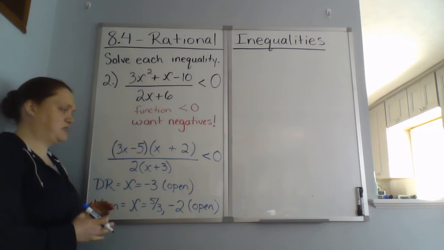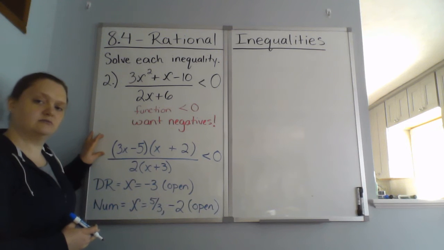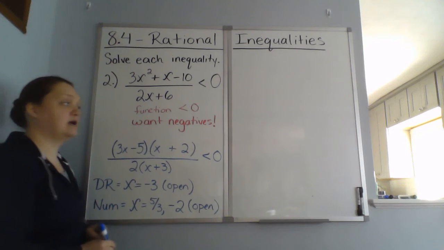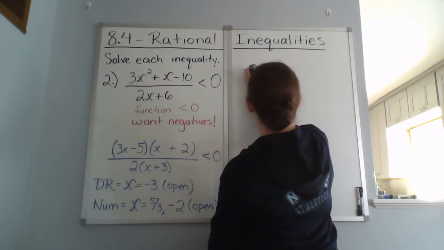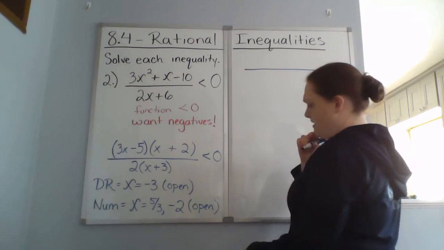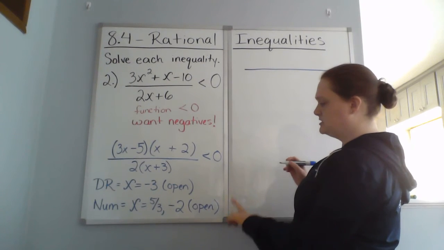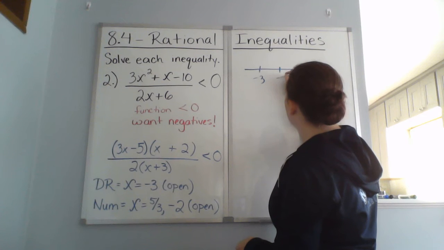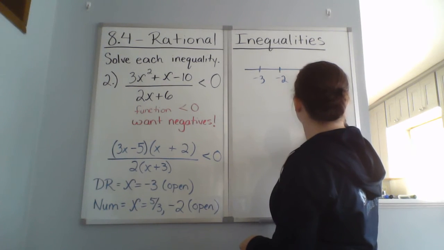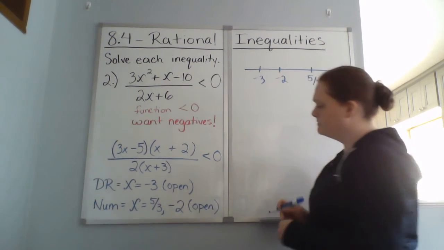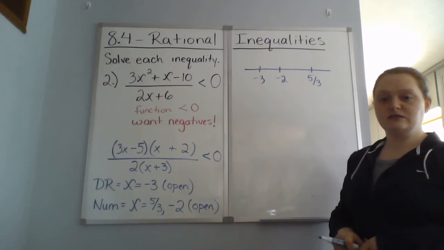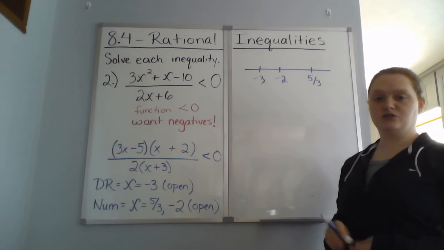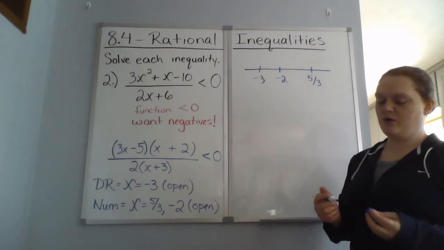So that's the beginning part. Numerator equal to 0, denominator equal to 0. Get those numbers. Now we're ready to start our number line. So this time I have 3 values that I need on here, and they need to go in order. So I have negative 3, negative 2, and 5/3. I don't care if the spacing is equal or not. It doesn't need to be a proper number line. They just need to be in order from least to greatest. Otherwise, things aren't going to quite work out.